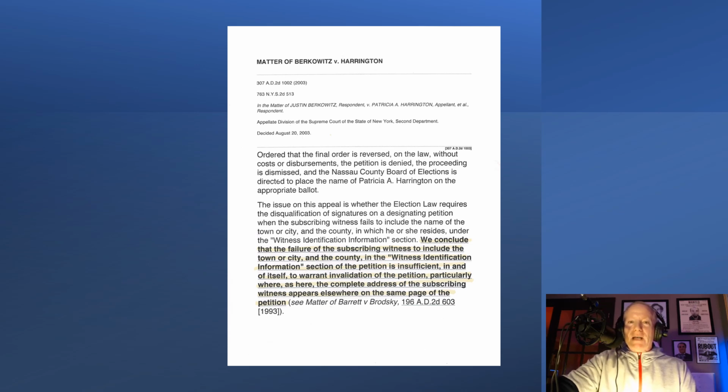The Board of Elections, led by the Republican commissioner at that time, threw out 600 signatures based on the fact that he said you had to fill out the witness identification information section. Well, again, let's go to Berkowitz v. Harrington. We conclude that the failure of the subscribing witness to include the town or city and the county in the witness identification information section of the petition is insufficient to warrant invalidation of the petition. So why did he invalidate 600 petitions? Why? Because it was me. Because they needed to protect their weak incumbent.